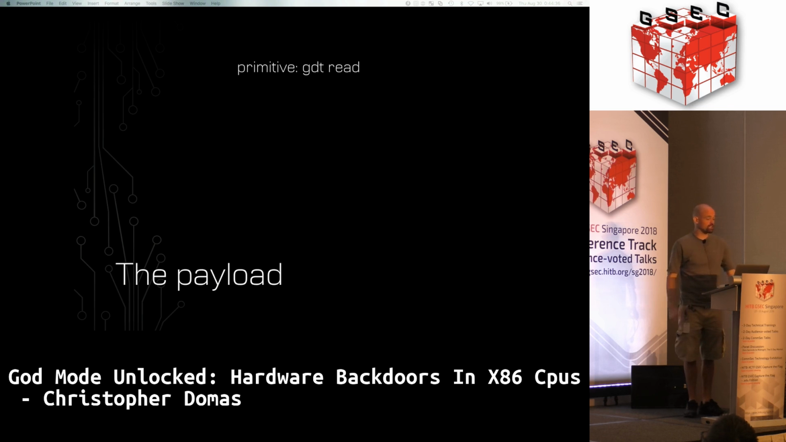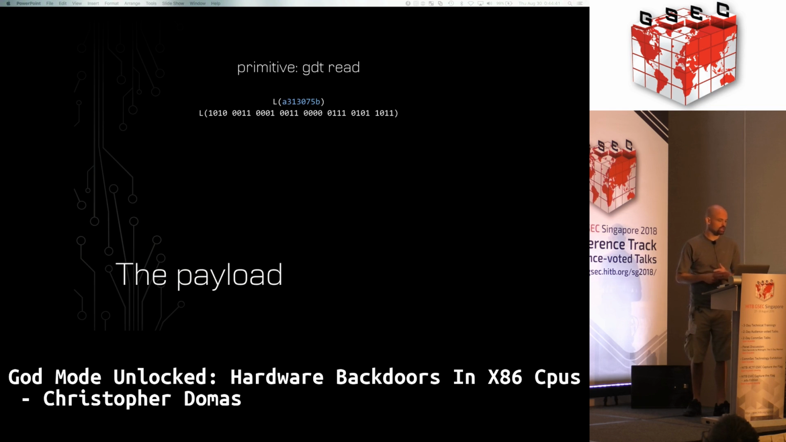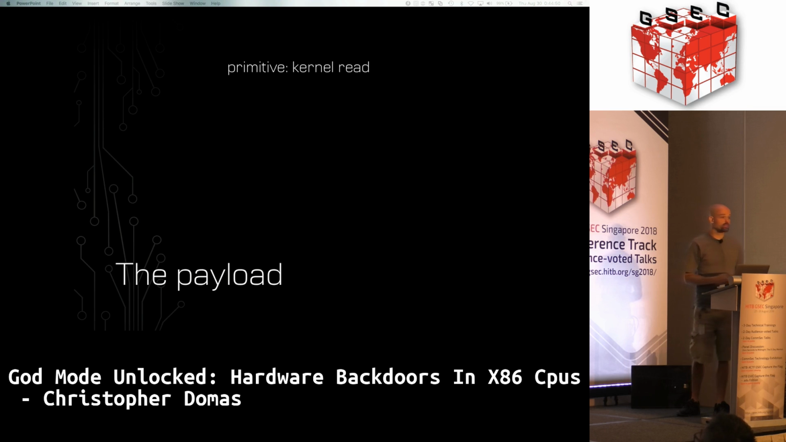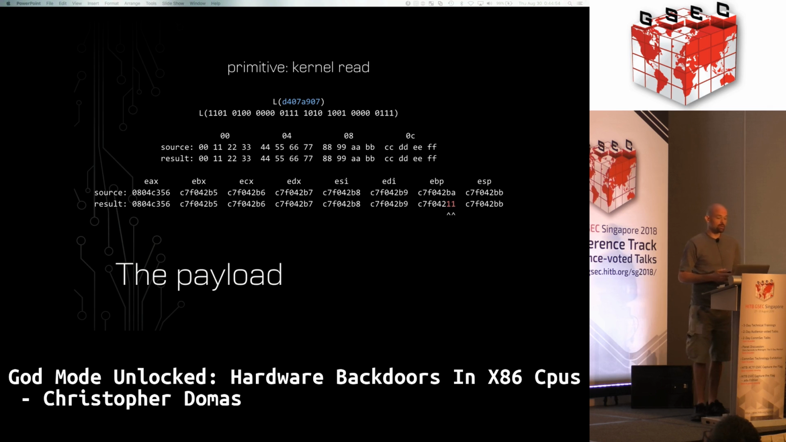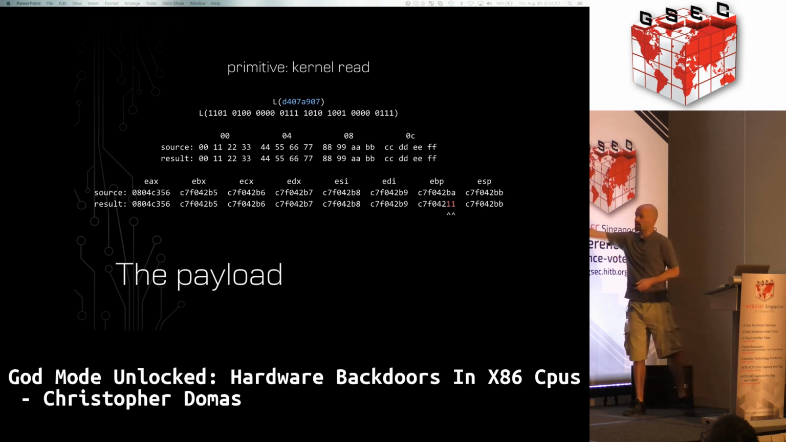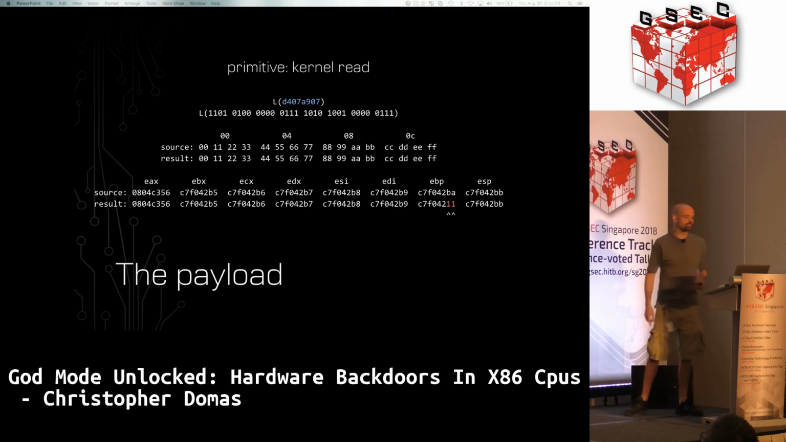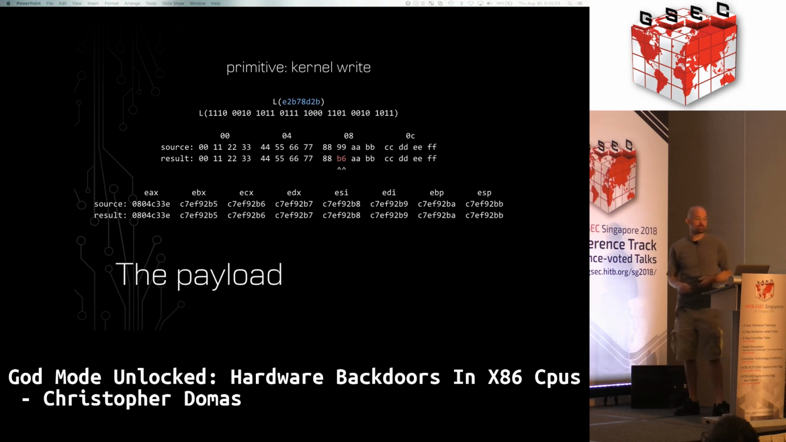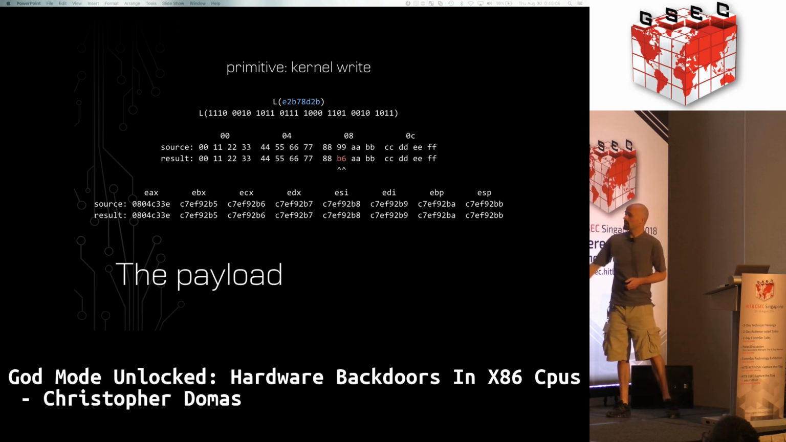The first thing we might want to try to find is a GDT read, some way of reading the global descriptor table. We can find that pretty quickly. Instruction A313 is able to load the global descriptor table register into the EBX register. Next primitive we might want is a kernel read. We can find that, D407. We can see that it loaded a single byte out of a kernel buffer into the EBP register. We need a kernel write primitive, and we can find that in E2B7. We can see that it wrote a single byte out of ECX into my kernel buffer.